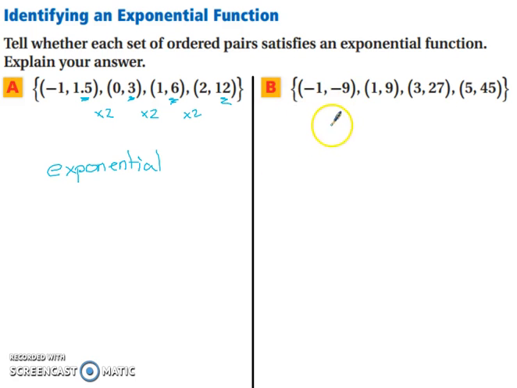Now let's look at b. So to go from -9 to 9, because we're just looking at our y values here, we ended up multiplying by -1. Then to go from 9 to 27, we're multiplying by 3. And now we're going from 27 to 45. Well, this gets weirder. We're multiplying by 5/3. Well, we're not multiplying by a consistent ratio, or a consistent amount, so therefore it's not exponential.